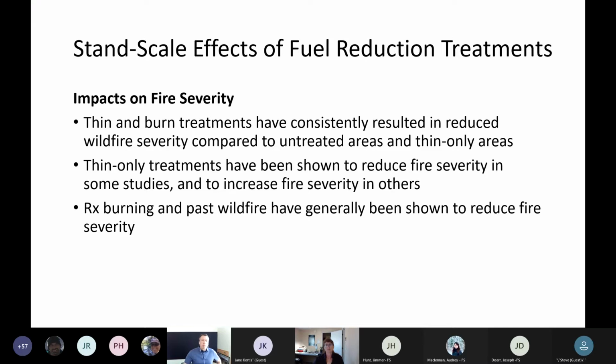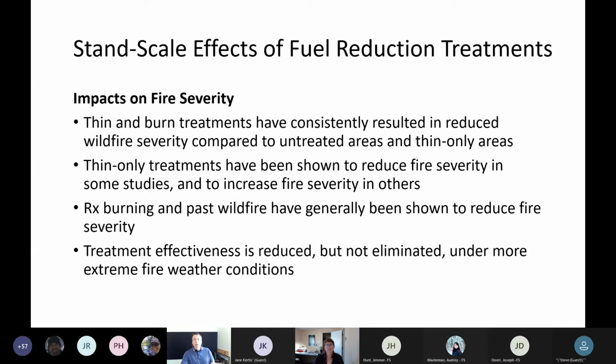Prescribed burning has generally been shown to reduce fire severity, and past wildfire has been shown to have similar impacts in terms of potential to reduce fire severity as prescribed burning has. But that depends a lot on the severity of that past fire and what kinds of vegetation developed afterwards.